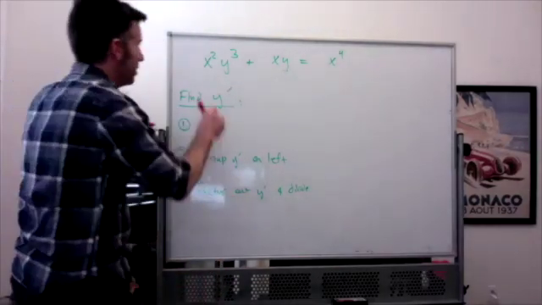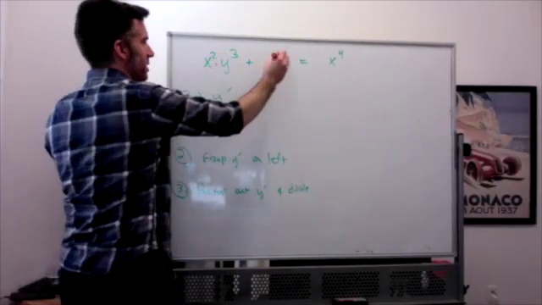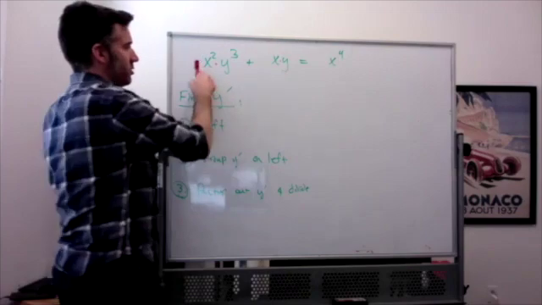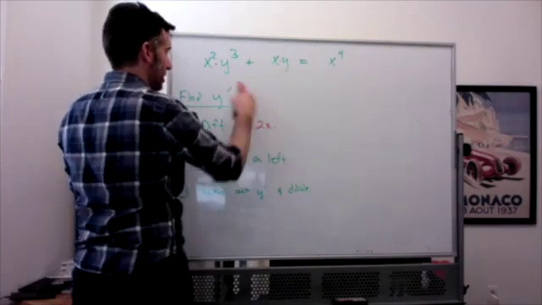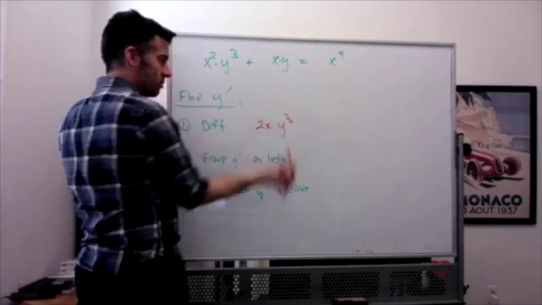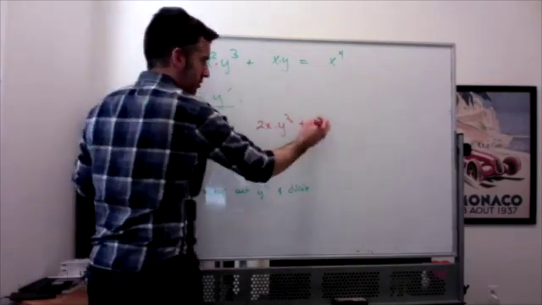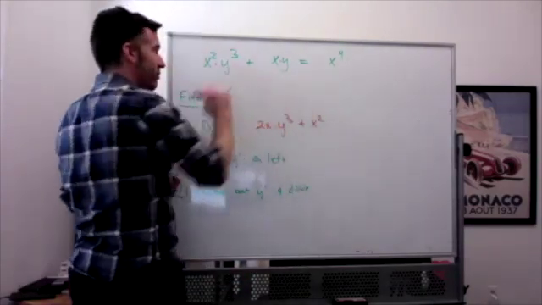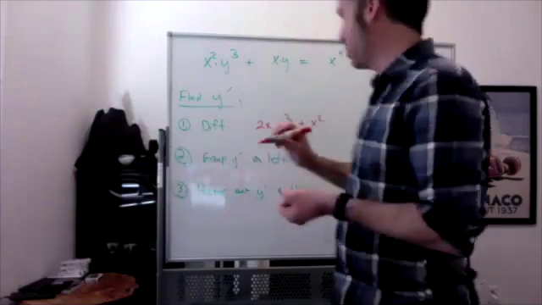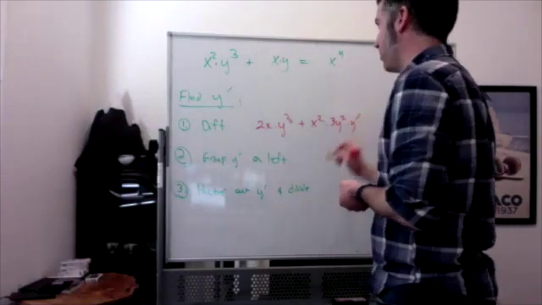Product rule. So I'm thinking of x squared times y cubed. This is x times y. So the derivative here is the derivative of x squared times the not derivative of y cubed, plus x squared, the not derivative of x squared, times the derivative of y cubed. The derivative of y cubed is 3y squared times y prime, right?